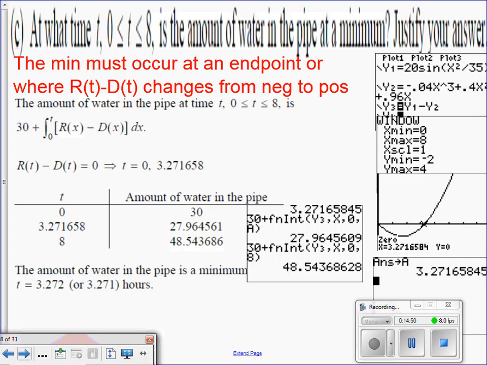Then you want to find out how much water you have at time 8. Take your starting value, 30, and add the integral of rate in minus rate out from 0 to 8. It's a quick little thing on the calculator. And then they asked, what's the time when you have the minimum amount? So the time it has the minimum amount is 3.271.